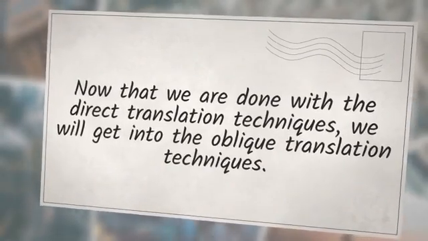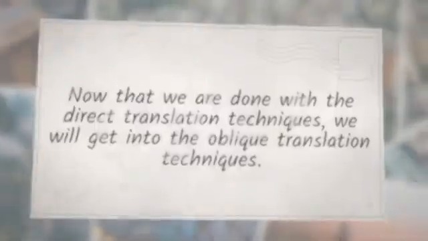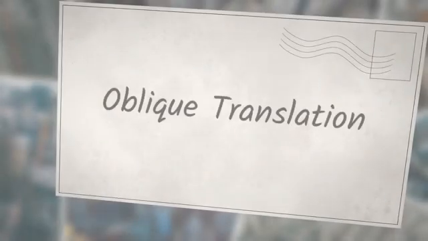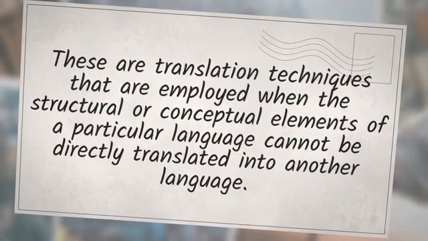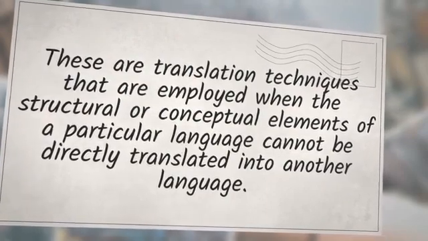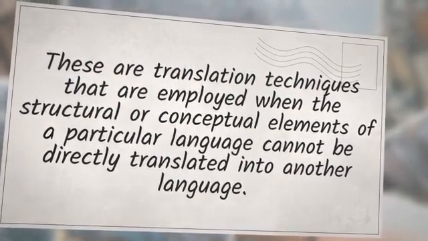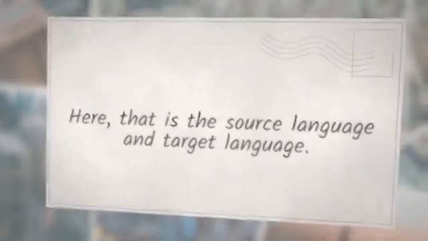Now that we are done with the direct translation techniques, we will get into the oblique translation techniques. These are translation techniques that are employed when the structural or conceptual elements of a particular language cannot be directly translated into another language. Here, that is the source language and target language.